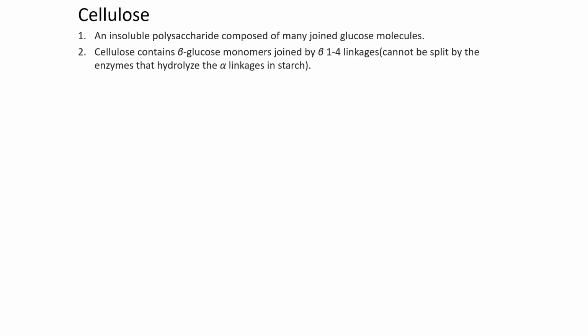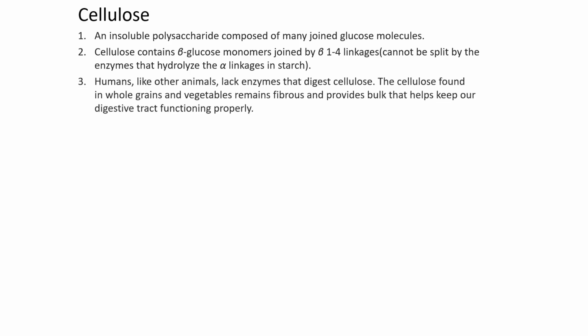Now these beta 1,4 linkages cannot be broken down by enzymes that hydrolyze the alpha linkages in starch. The enzymes that can hydrolyze the alpha linkage cannot hydrolyze the beta linkage. Now, humans, like other animals, lack enzymes that digest cellulose. The cellulose found in whole grains and vegetables remains fibrous and provides bulk that keeps our digestive tract functioning properly.